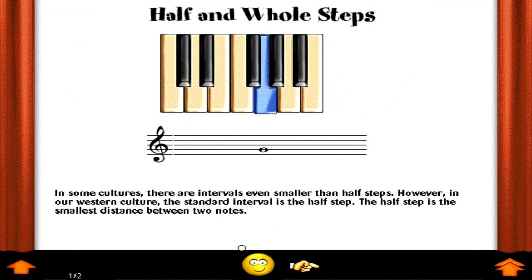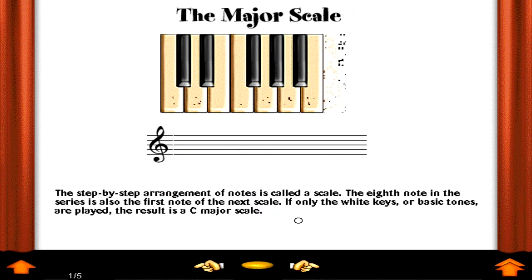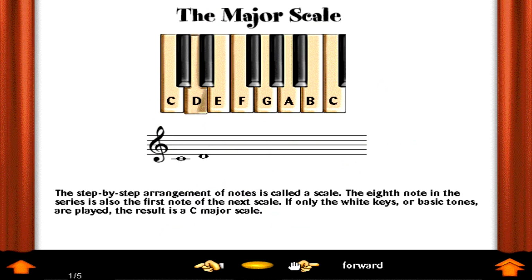In some cultures, there are intervals even smaller than half steps. However, in our Western culture, the standard interval is the half step. The half step is the smallest distance between 2 notes. The step-by-step arrangement of notes is called a scale. The 8th note in the series is also the first note of the next scale.